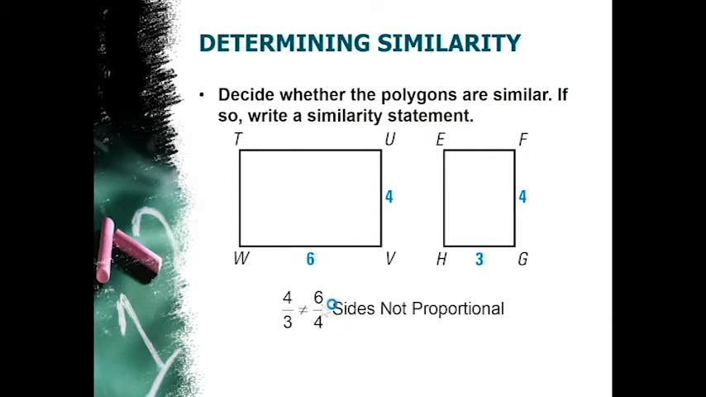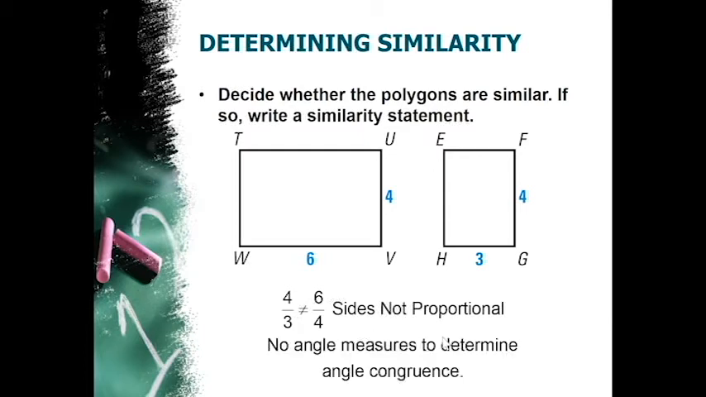4 times 4 is 16. 6 times 3 is 18. 16 is not equivalent to 18, so the sides are not proportional. And there's no angles to monkey around with here. There's really no reason to think that these two rectangles are similar to each other.